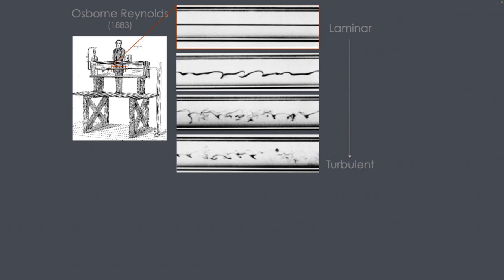And so with this apparatus, what Osborne Reynolds did was to vary different parameters that he could think of. Like, well, what if the fluid is a different density? And what if I add sugar into the water to make it more viscous? And if I can quantify those factors, then I can see how they might contribute to this propensity of the fluid to go from laminar to turbulent.